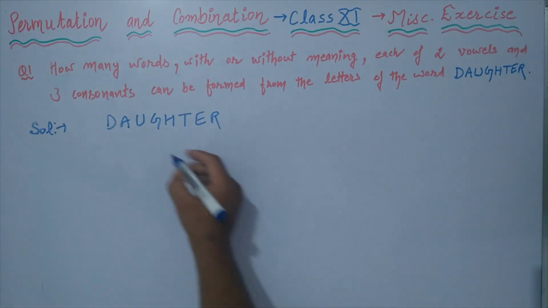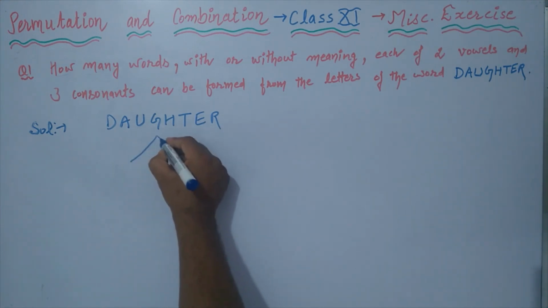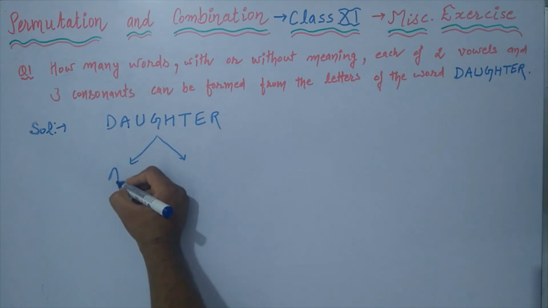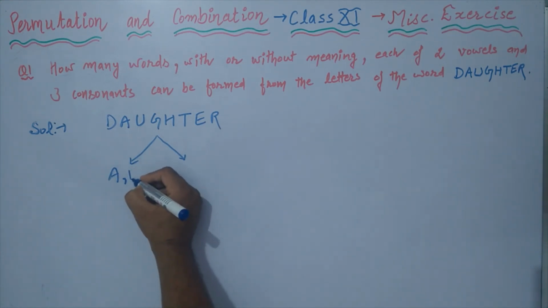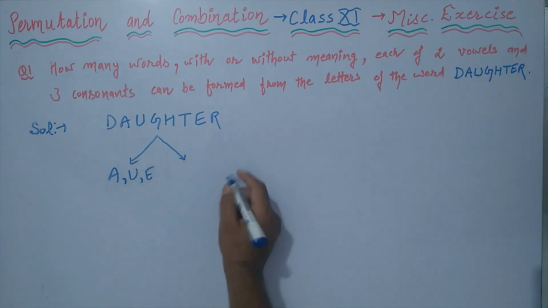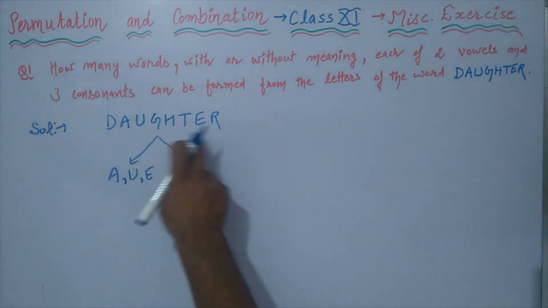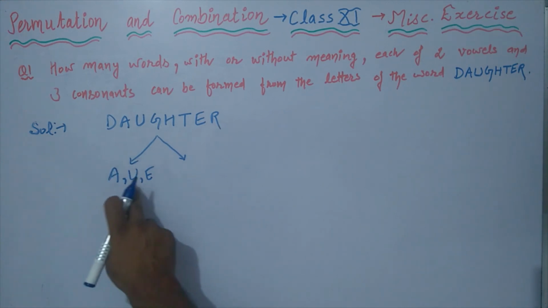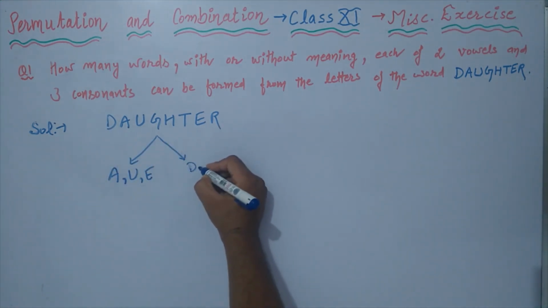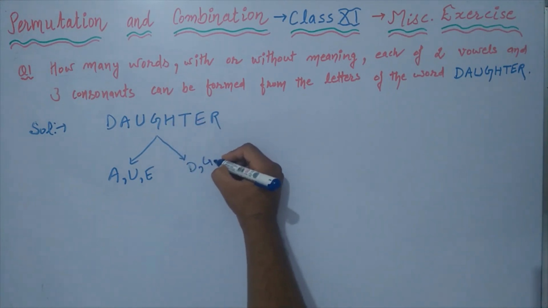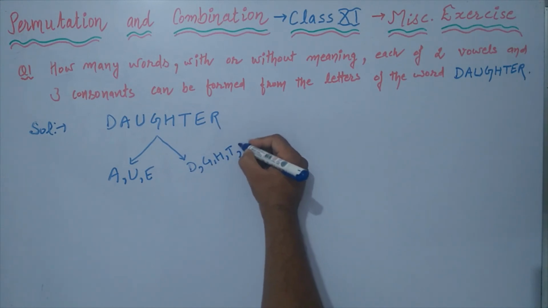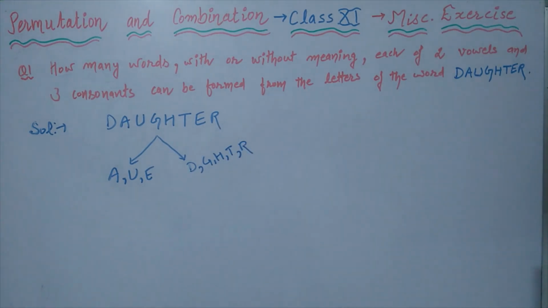Daughter. So, we divide it into two parts. Vowels, they are A, U, E. Right, remaining letters are, vowel letters are A, U, E. Consonants are D, G, H, T and R. So what is the question?